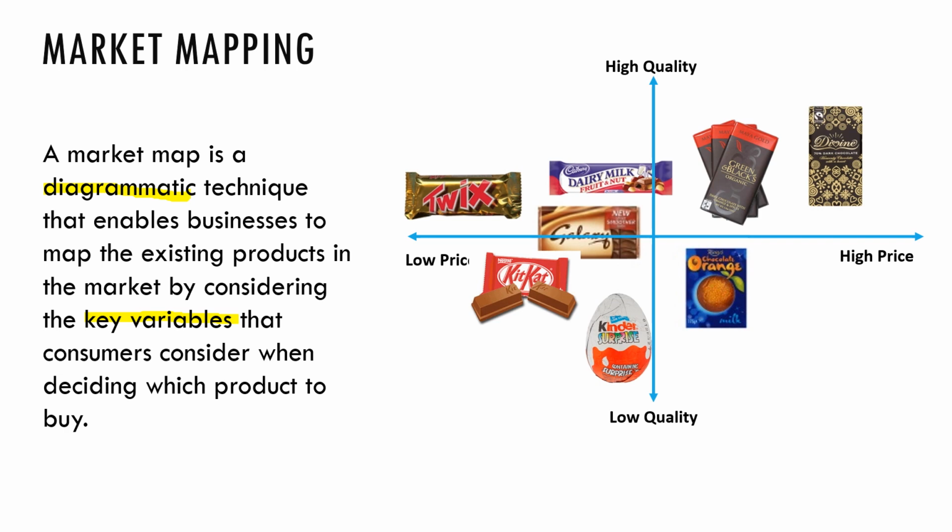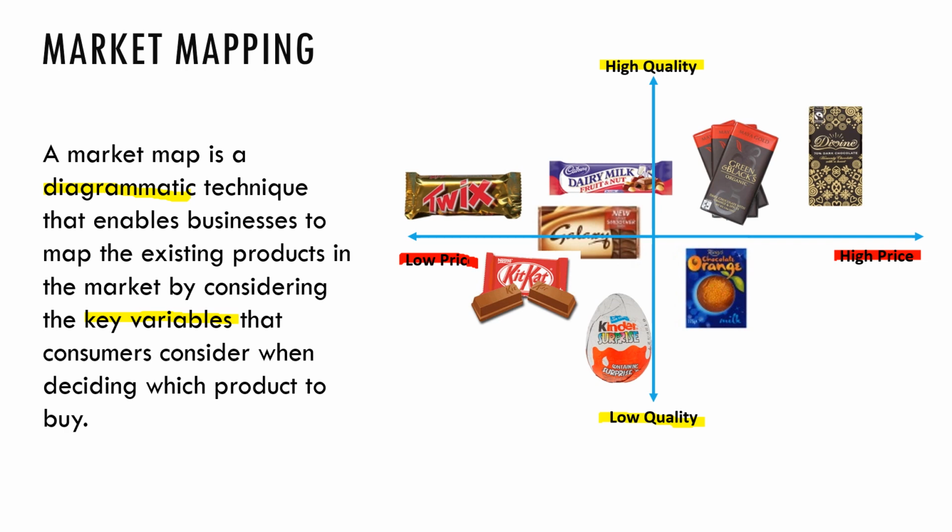Here's our diagram, and we're thinking about the chocolate industry here, and we're thinking, right, customers might be concerned with quality. So at one end we've got high quality, at one end we've got low quality. And when they're also buying chocolate, they might think about price. So at one end here we've got high price, and one end here we've got low price.